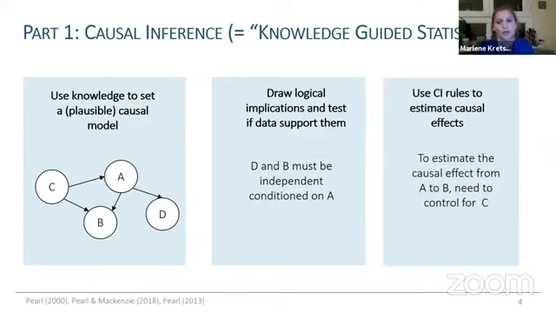And then further, we can use causal inference rules, or these graph rules, to estimate the causal effects. It's always based on this model, and it's basically about blocking the influence of other nodes which might affect the link we are interested in estimating. So for example, if we want to estimate the causal effect from A to B, we do need to control for this common driver effect C.